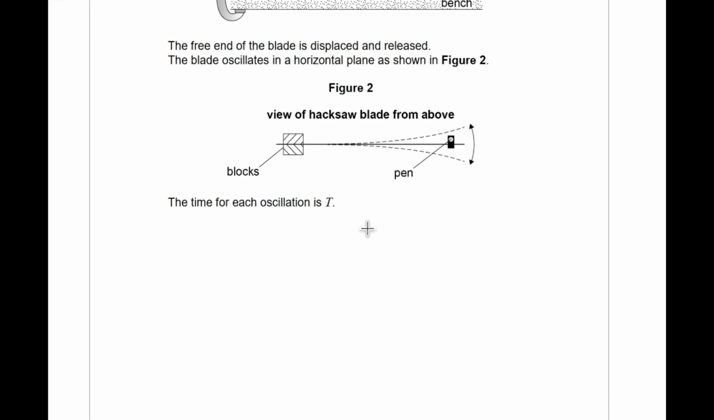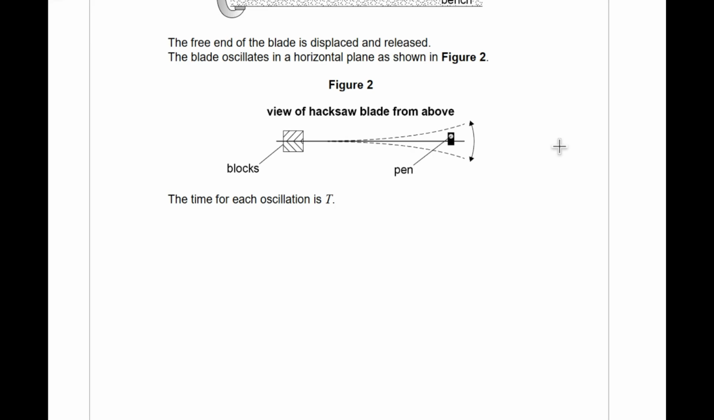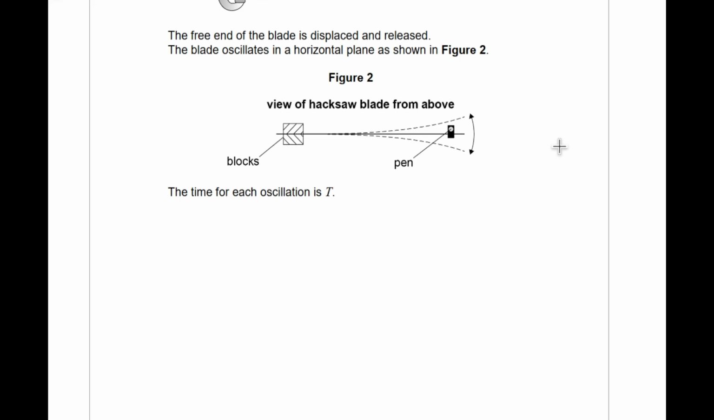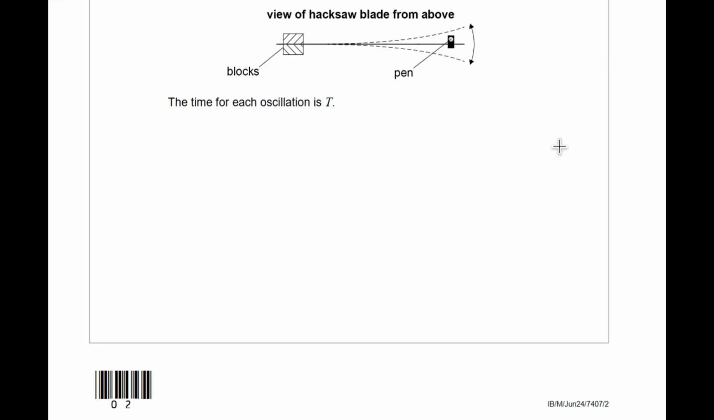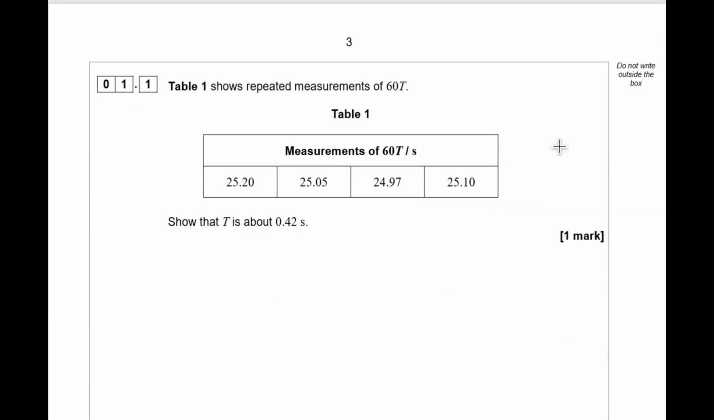The time for each oscillation is t. You never measure the time for one oscillation because of a huge random error in the reaction timing. So you do it over 20 oscillations maybe, and then divide by 20 to work out a mean. That reduces the percentage uncertainty in t. But let's have a look at what they did. They did 60, which is good.